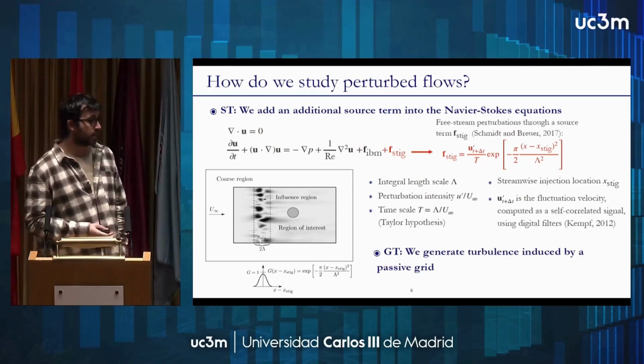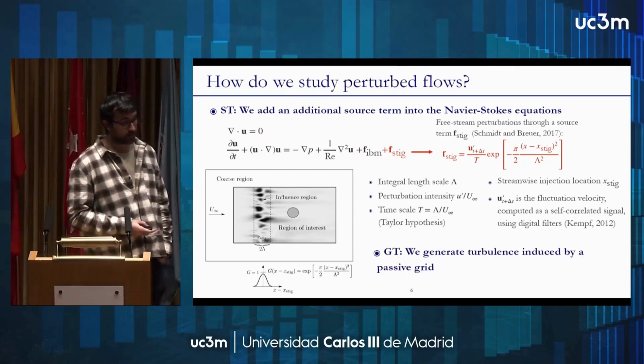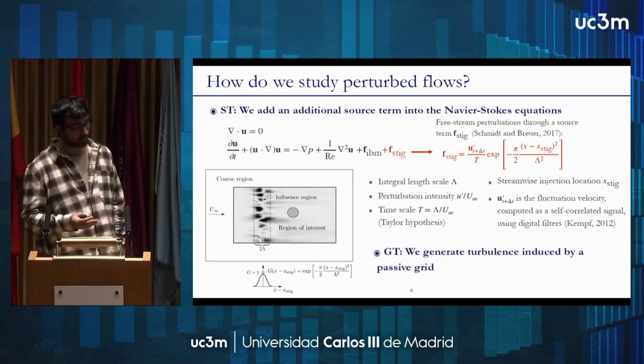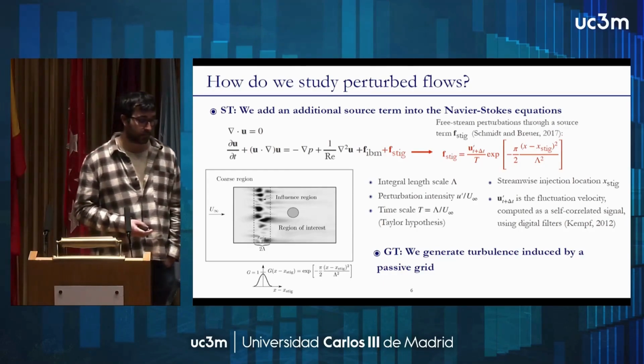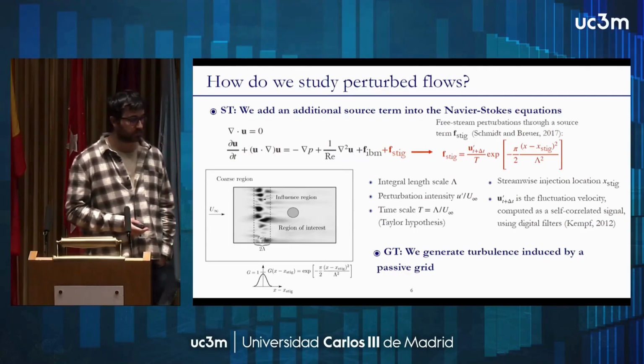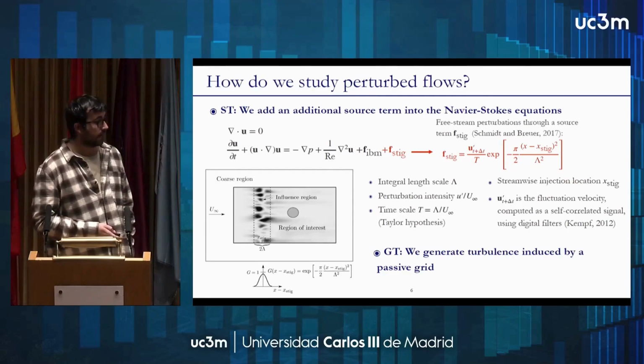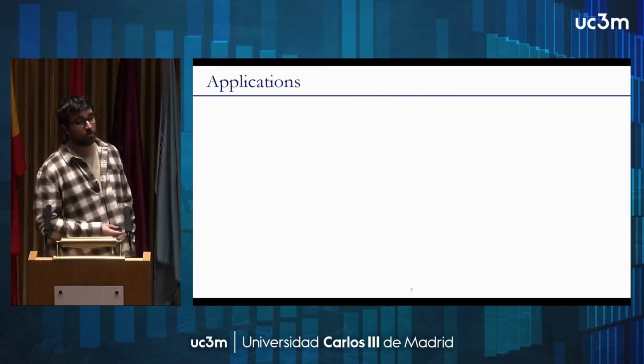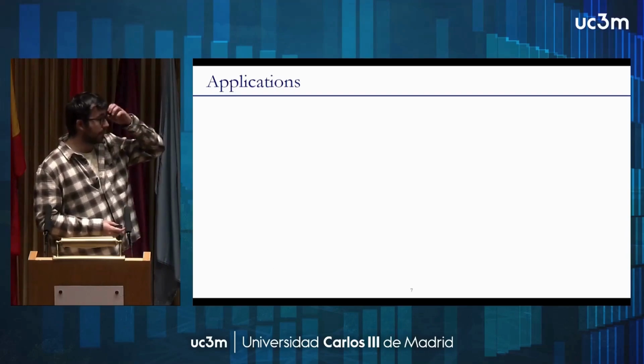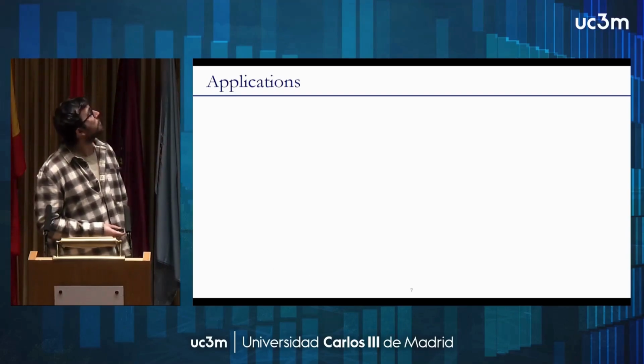There is another approach that we actually use, that is a passive grid approach that we employ to generate turbulence downstream of this grid, okay? I'm gonna talk a little bit about some applications that I've been doing during my thesis, okay?